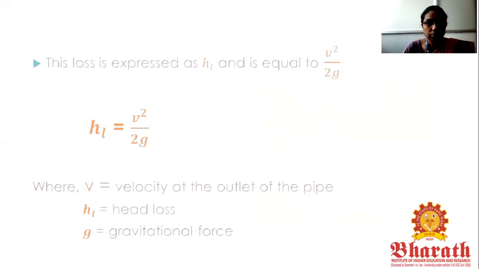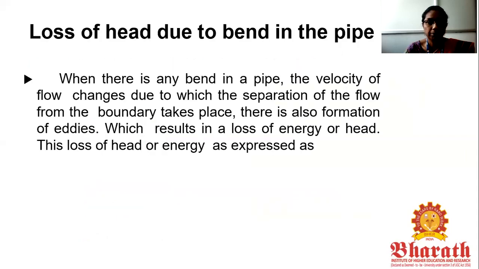The minor loss is expressed as HL and it is equal to V square by 2G, where V is the velocity at the outlet of the pipe, HL is head loss and G is gravitational force. By substituting the values of V, velocity of flow at the outlet, and G, gravitational force, we can calculate the head loss in the pipe.